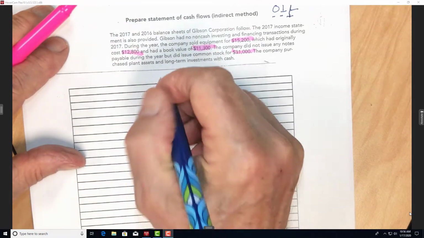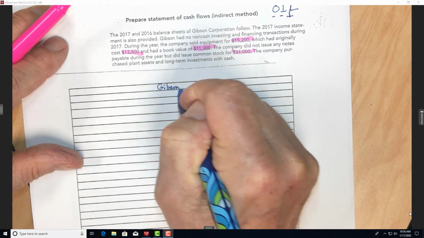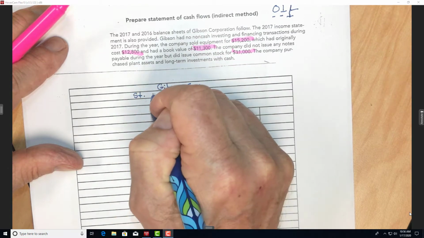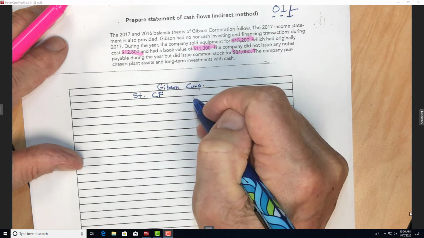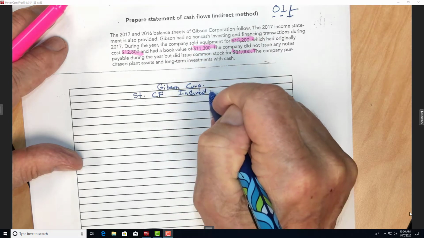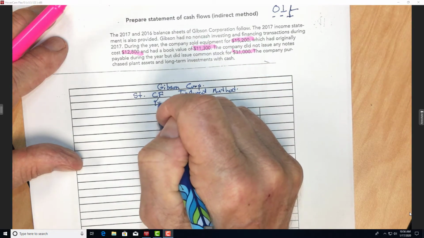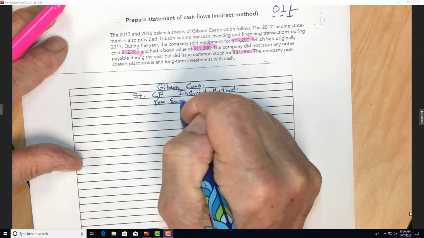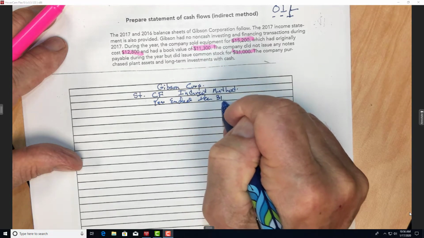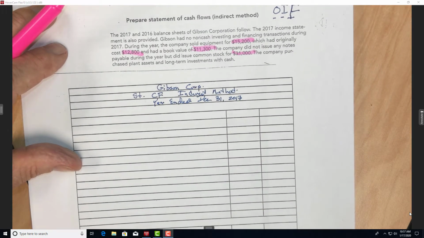So first, we need to take the statement and give it a name. This would be Gibson Corp. This is going to be the statement, and I'm going to use CF for cash flow, and it's the indirect method. And this is for the year ended December 31st, 2017. So it's the current year that we're doing the statement of cash flows.